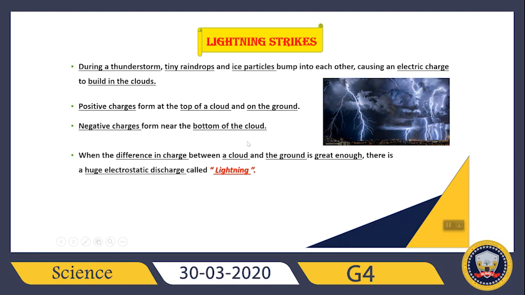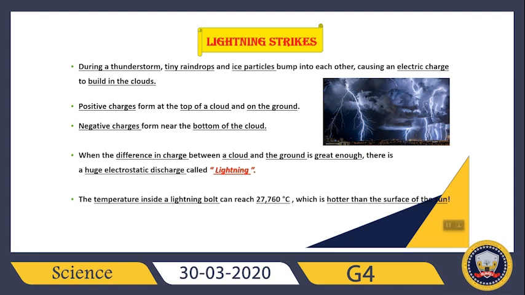Not like what happened in the dryer after washing the clothes. No, this one is very huge. Huge means its temperature. Can you imagine? The temperature inside a lightning bolt can reach 27,760 degrees centigrade, which is hotter than the surface of the sun.